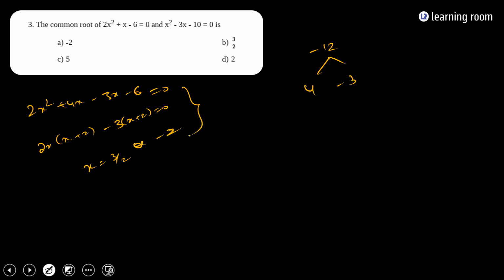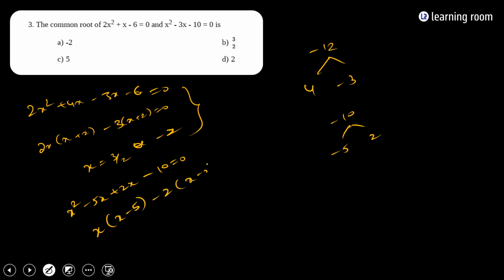So what about the second one? Minus 10, what can I write the factors as? Minus 5 and 2. So x square minus 5x plus 2x minus 10 is equal to 0. If I'm going past somewhere and you're not able to understand, please don't hesitate to stop me. I'm doing it like this because I'm assuming that you know this. So x plus 2 common, x plus 2 into x minus 5 is equal to 0.